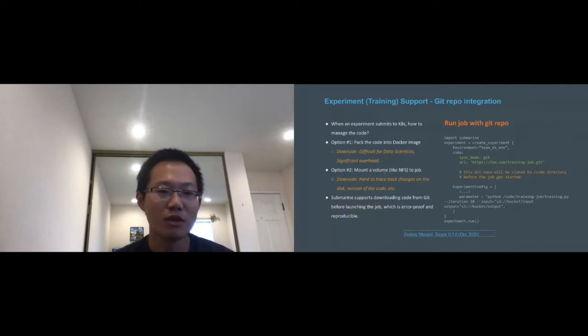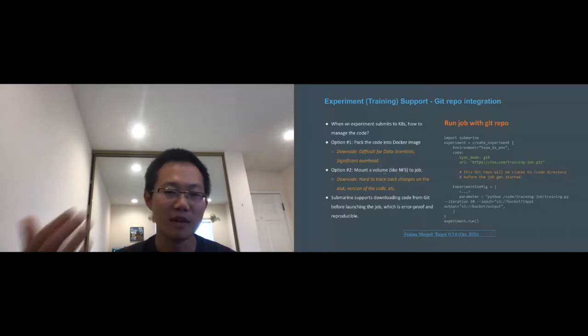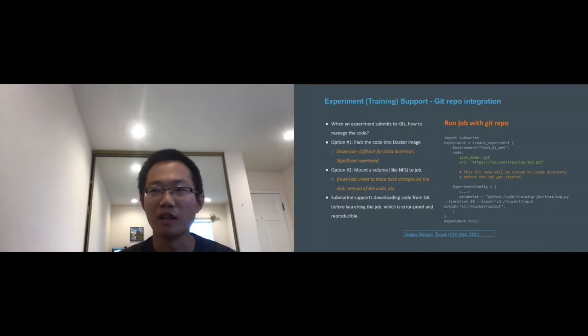The second option is to mount a volume, like an NFS, to a jar. The downside is that a lot of data scientists change their code on the disk frequently, so it's very hard to trace back when a change happens. So what we suggest users do is use the Git integration. When you run your experiment, you specify a sync mode of Git and a URL, and this will be submitted. When the job is submitted to Kubernetes, the Git repo will be automatically checked out by Submarine and put into the slash code directory. So you can just refer to your training code under slash code.